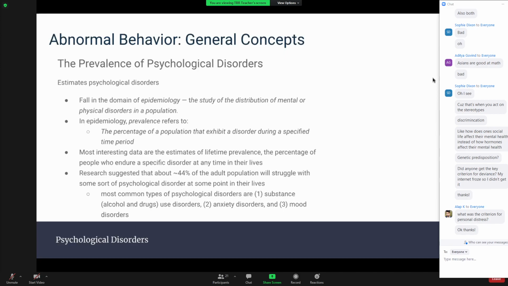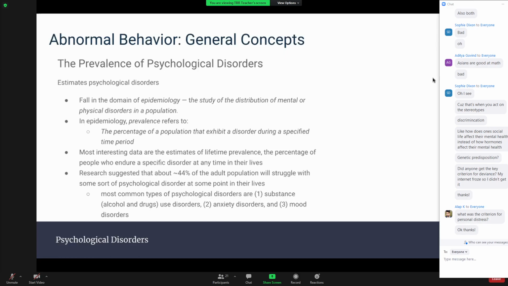The way they mostly do the period of time part is in their lifetime. So usually epidemiological data is reported as, say, 36% of Americans will experience generalized anxiety disorder in their lifetime. That's an example of how prevalence is reported. And a number that should float in your head is that about 44% of the adult population will struggle with some sort of disorder in their life.